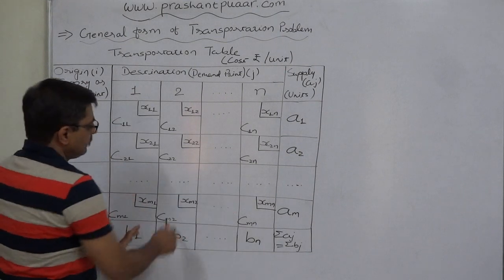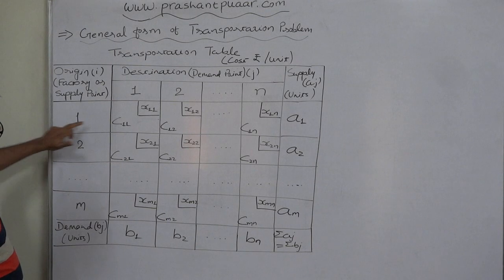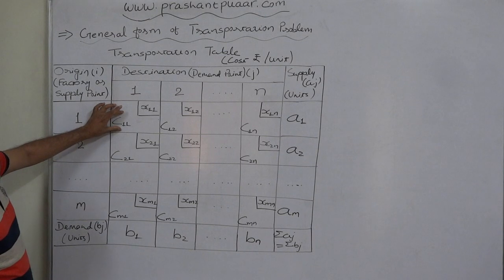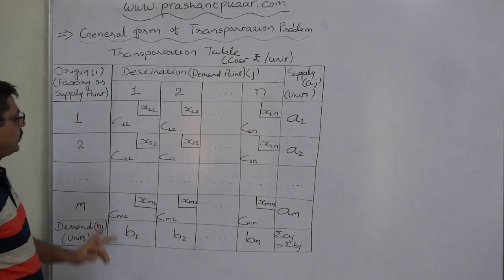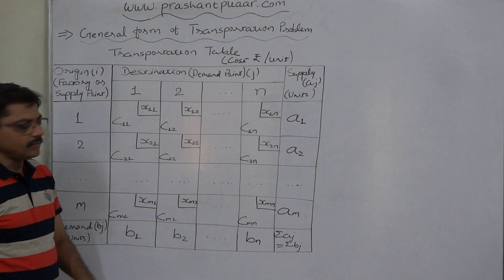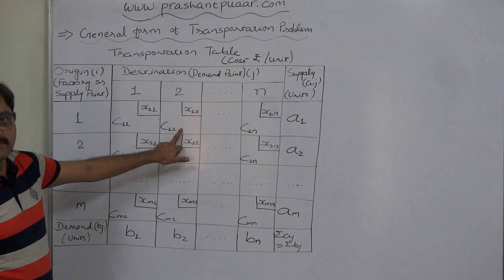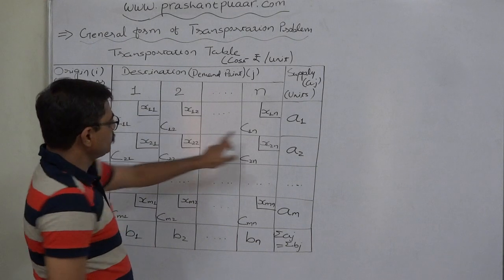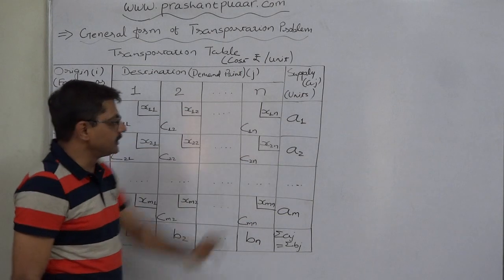The data within the table is C11, that is, the cost from origin 1 to destination 1 is expressed through the term C11, that is cost per unit. Transportation of one unit costs C11 rupees from origin 1 to destination 1. Similarly, from origin 1 to destination 2, the cost per unit will be C12. From origin 1 to destination n, the cost will be rupees C1n per unit, and so on.